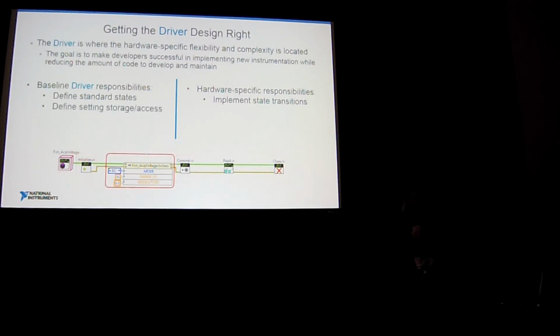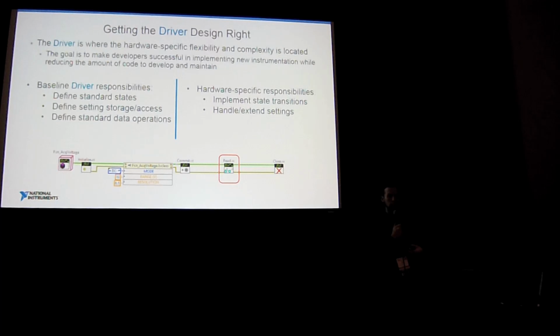So it kind of makes sense. Defining how we set and store, how we store and access settings. So make that consistent so that you don't have to rewrite that every time you sit down to interact with your hardware. So the hardware specific code has to handle what that setting means. The baseline driver will standardize how data is accessed on your devices. And hardware will decide how to overwrite those data operations.